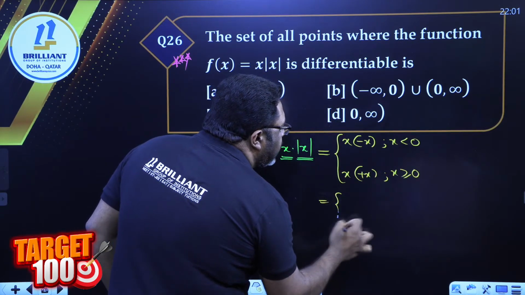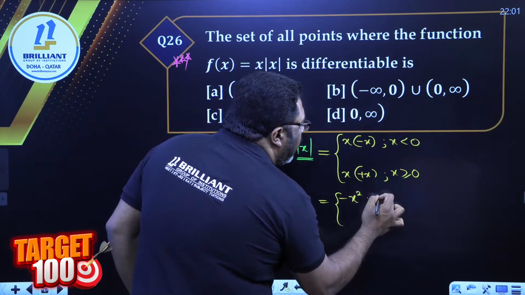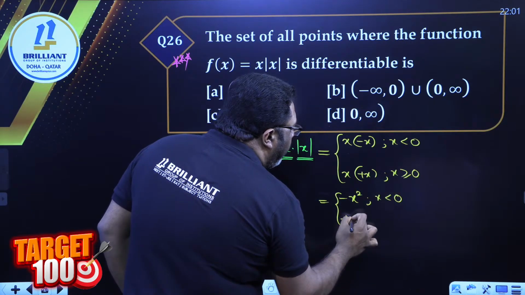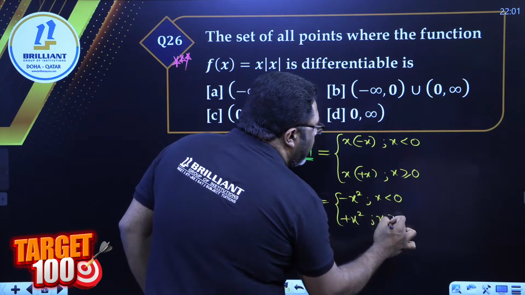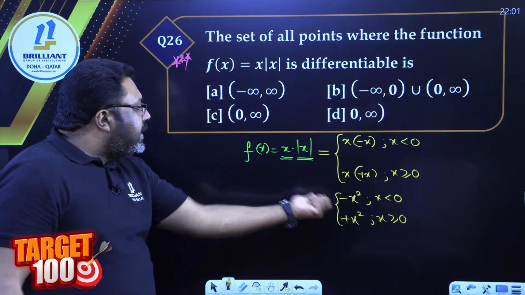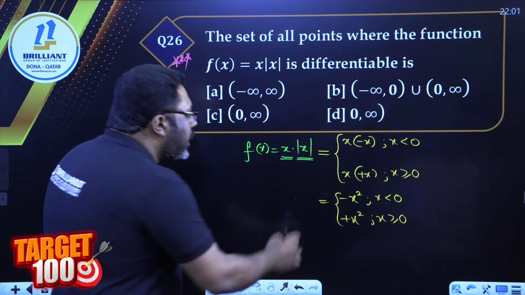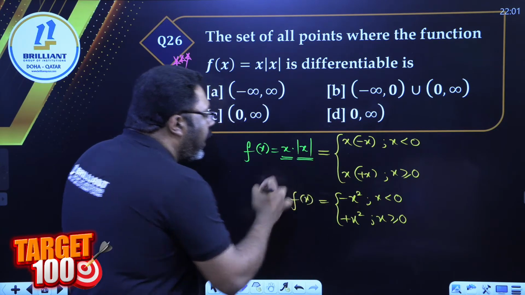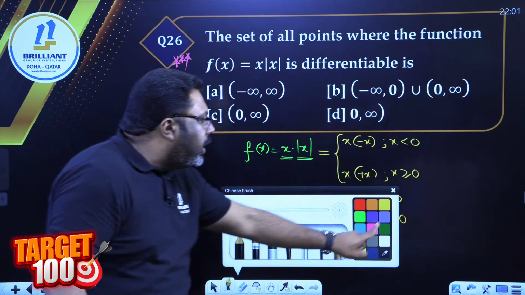So I'm going to write it as minus x squared when x is less than 0 and plus x squared if x is greater than or equal to 0. So this is actually the function f of x. Now we're going to check the differentiability of this.